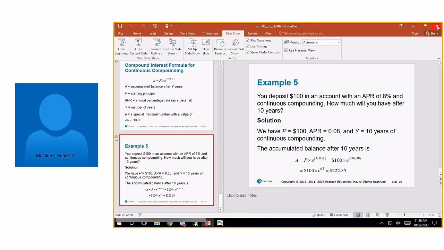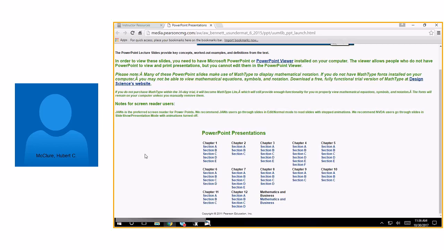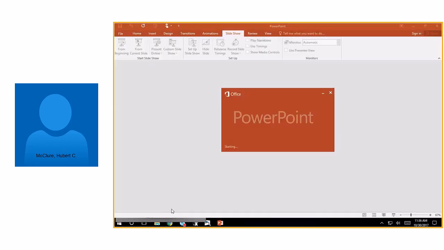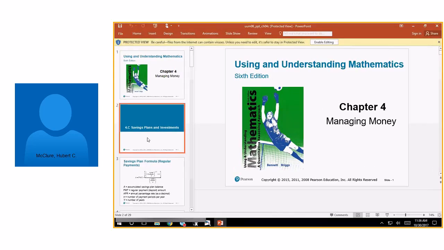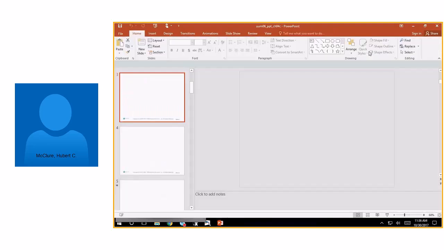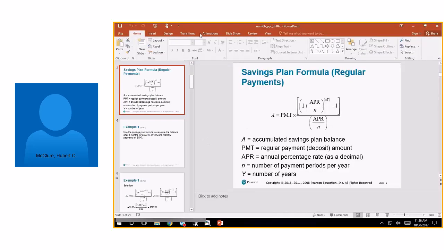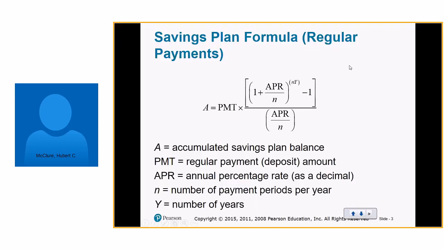All right, then let's move on to the next section, which is 4C. This should be the savings. Managing money. Yeah, savings plans. All right, go ahead and write that down. It looks all difficult, but it's not. As long as you know how to use your calculator, you're good. If you suck at it, then you're going to suck at these problems.